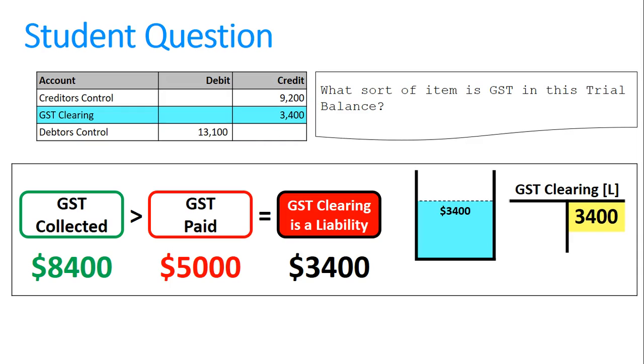And that means in this question, if the balance had been over here on the debit side, the opposite would have applied, and we would have had an asset. So to answer GST, it's a tricky one. It can either be a debit or a credit. And to answer any question involving GST, you've got to know how the liability or the asset is calculated.